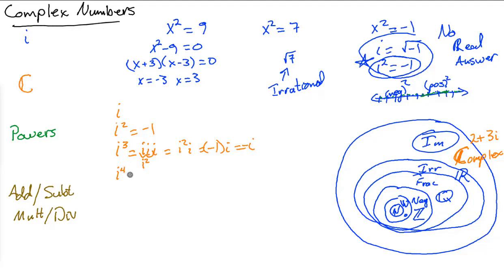Let's do i to the 4th. Well, that's i squared times i squared, right? 2 plus 2 would give us 4. Well, that's -1 times -1. That's a +1.